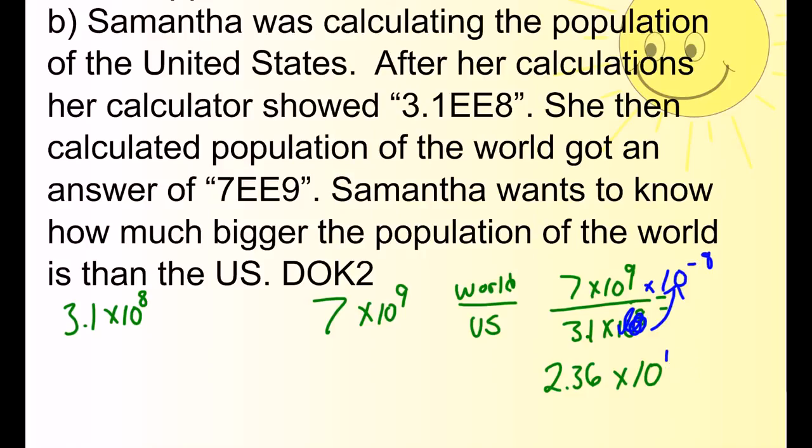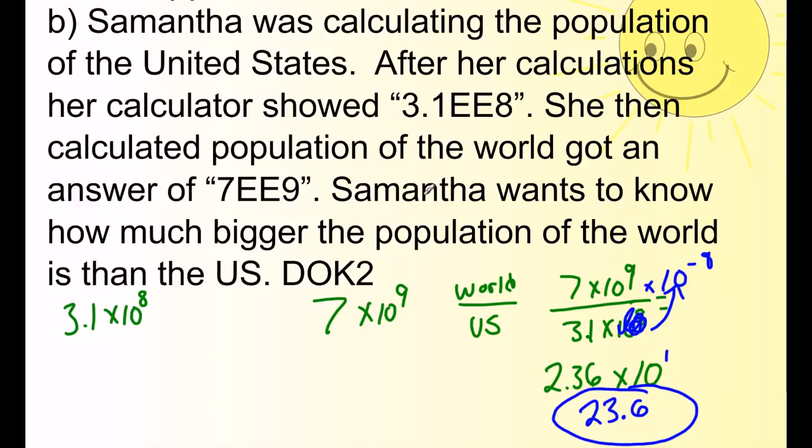Okay, and if I simply multiply this out to make a number that's a bit easier to understand, that gives me 23.6. All right, so the world population is about 23.6 times the United States' population. And that's what we found.